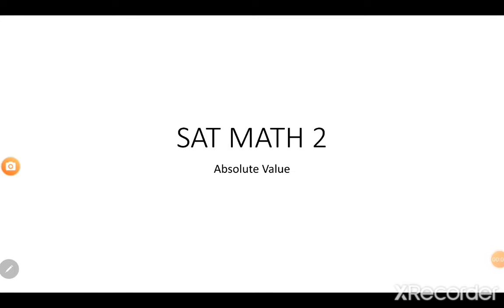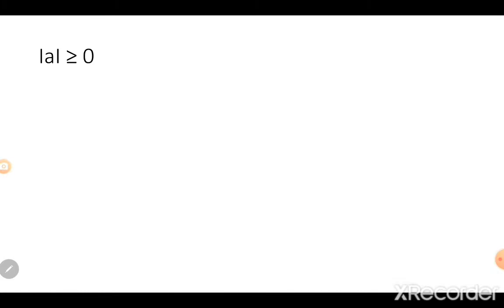In this video, we're going to be looking a little bit at absolute value. Okay, so we know for all absolute values, they're greater than 0. Regardless of what a is, regardless of the sign of a, the absolute value is always greater than 0. So for example, if we had the absolute value of 8, then that's just going to equal positive 8.